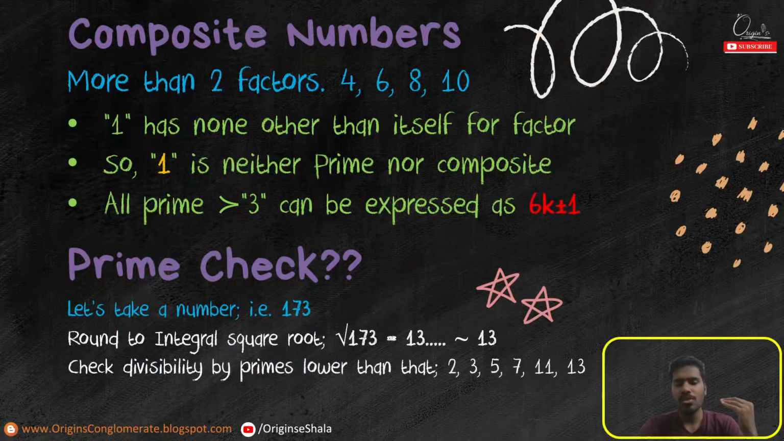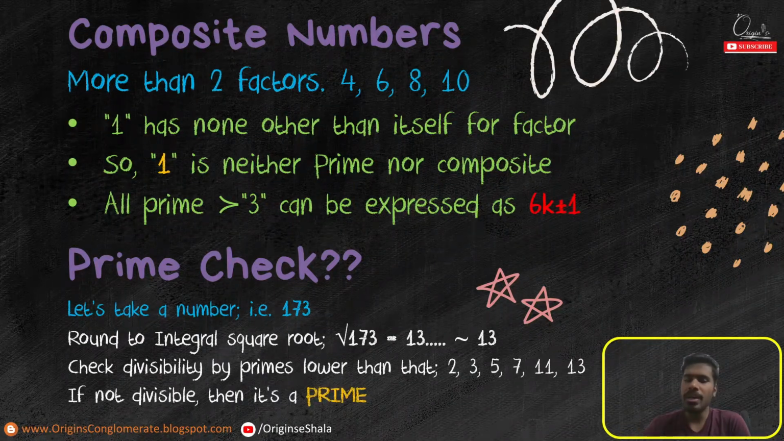Now I will check the divisibility of this number by all the prime numbers lower than or equal to 13. Okay. So if it is not divisible by any of them, then it will be a prime. And I sure hope that you guys are at least calculating this much, and do let me know in the comment section whether it is a prime or not.